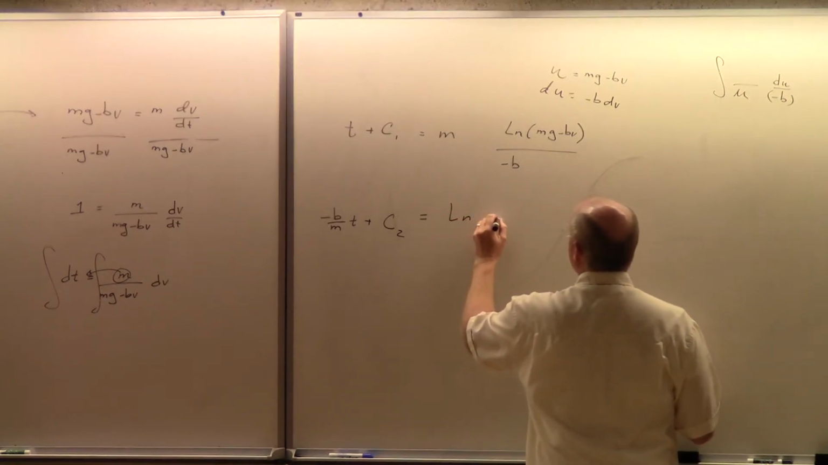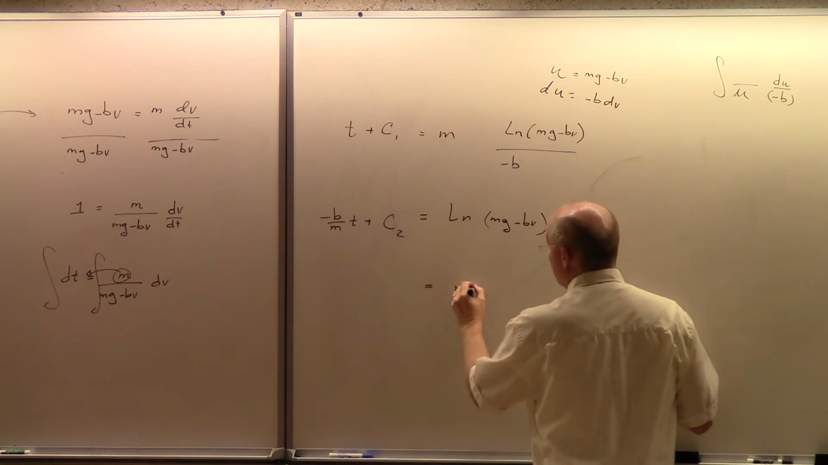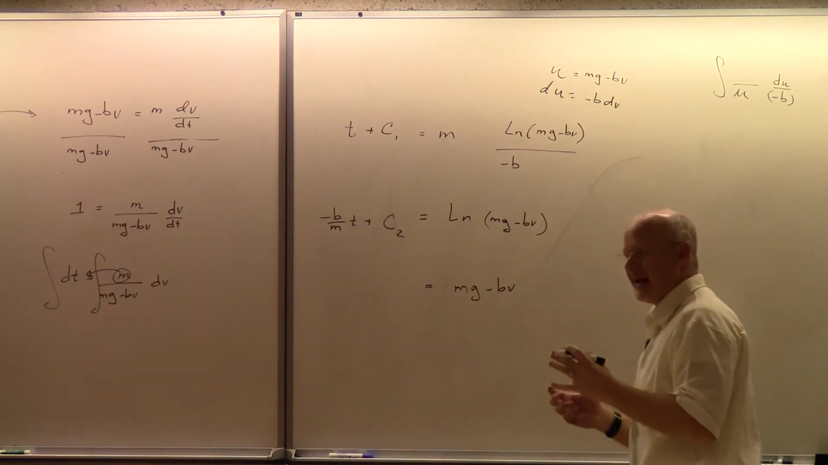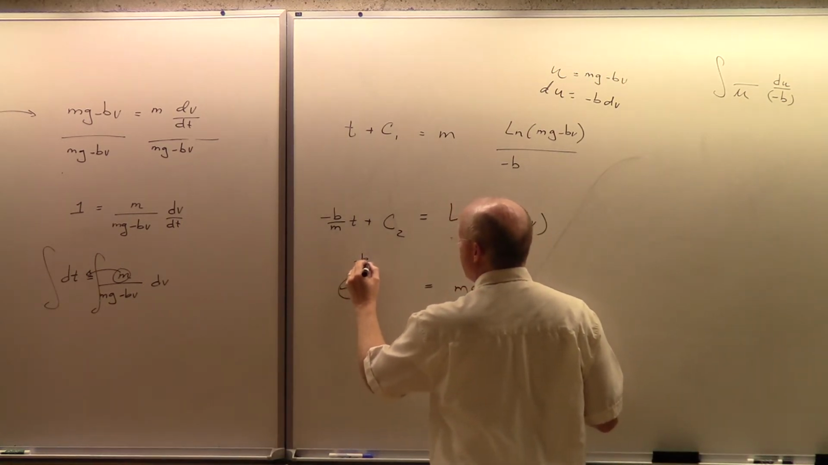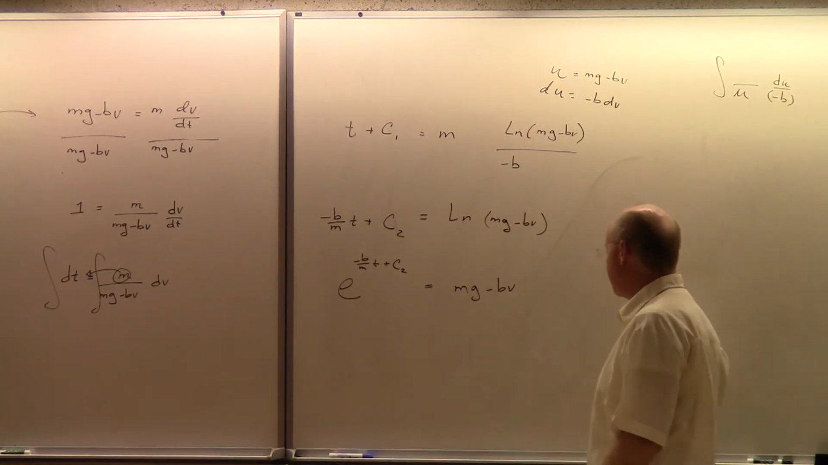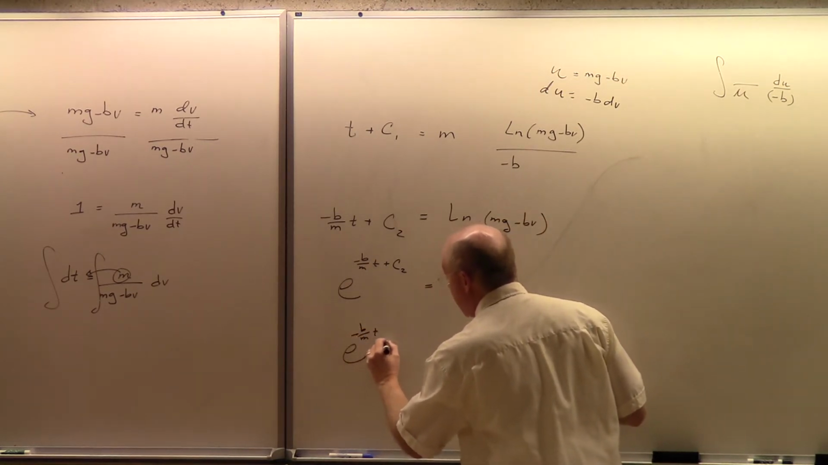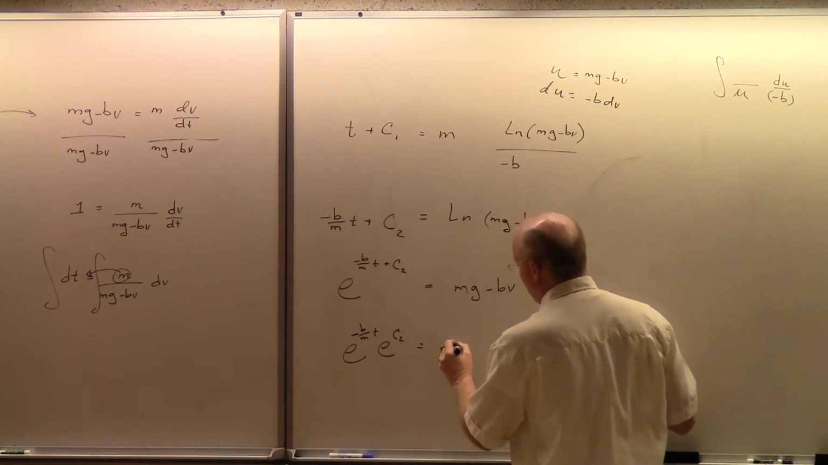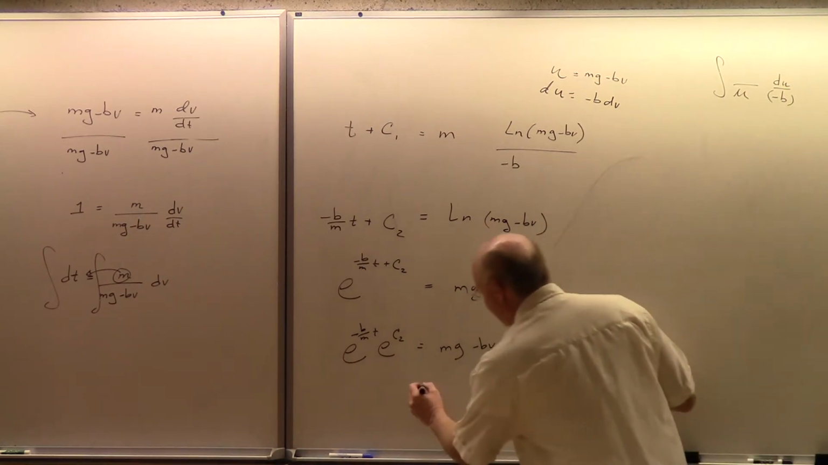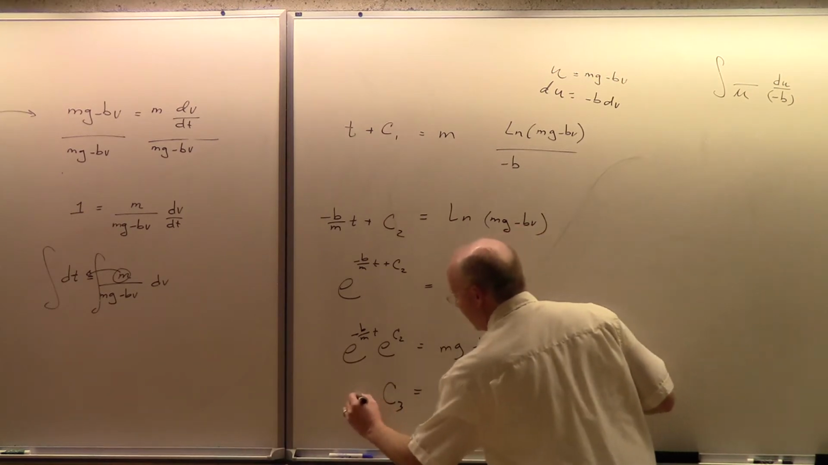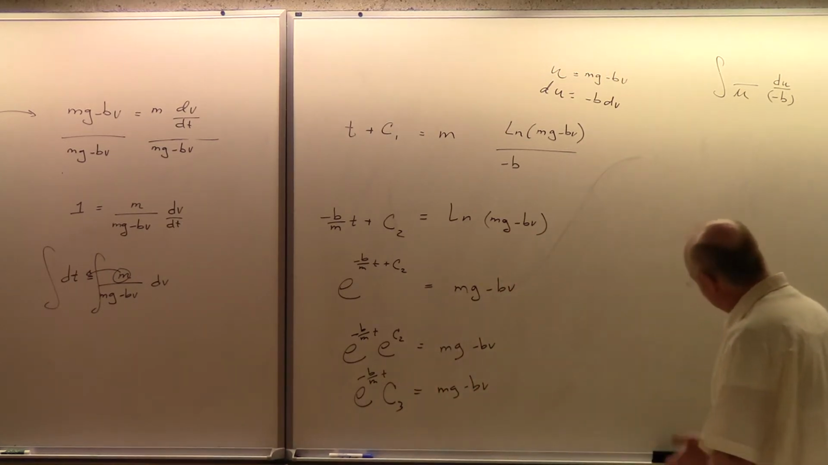This then is the natural log of mg minus bv. I want to solve this for v, and in order to do that, I've got to undo the natural log, right? I got to take the anti-log. I got to raise it to a power of e. So this would be e to the minus b over m t plus this constant. Now again, let's do some algebra over here. This is e to the minus b over m t times e to a constant. And there's no point in writing e to a constant, because what is e to a constant? Some other unknown constant. If you prefer, I'll call it C3, but it's still some unknown value that I haven't quite figured out yet, but I soon will.